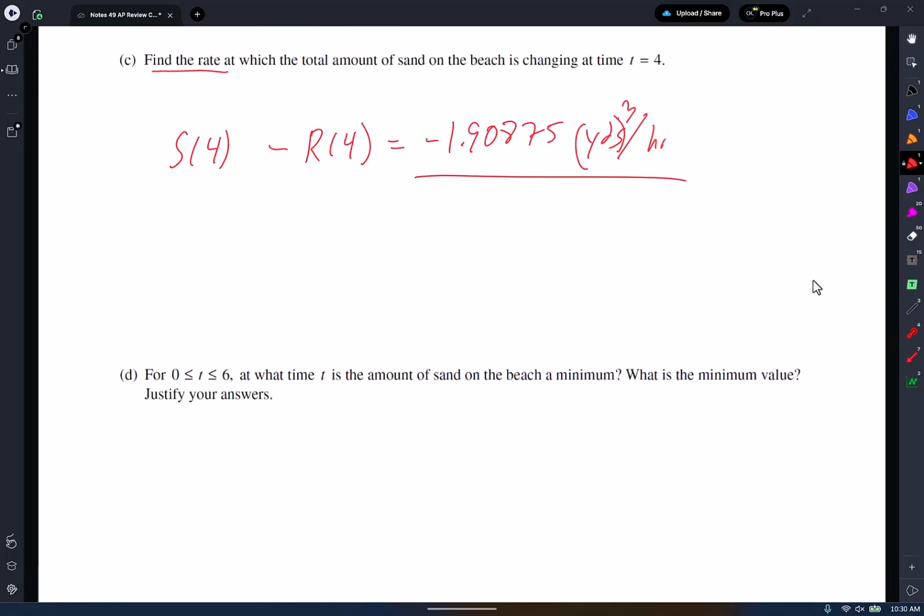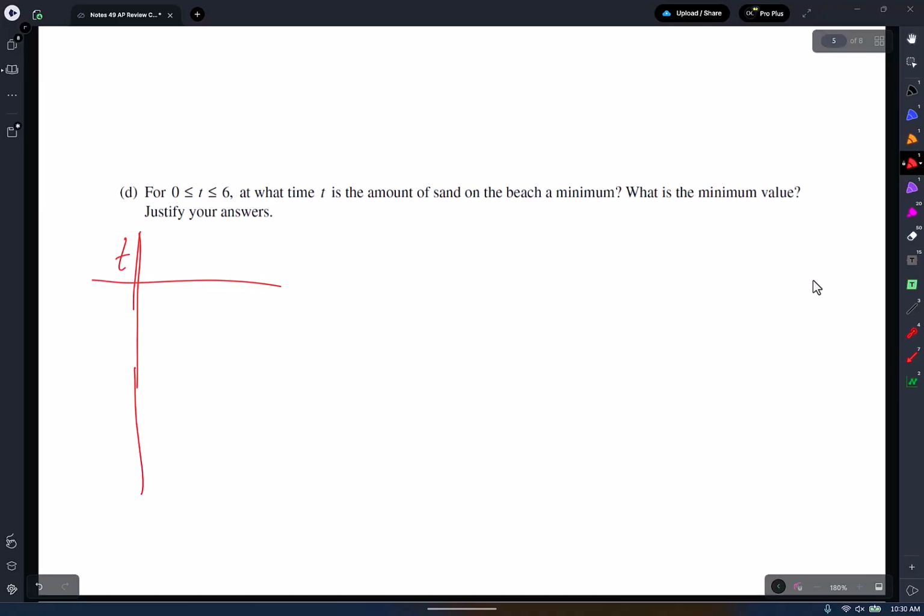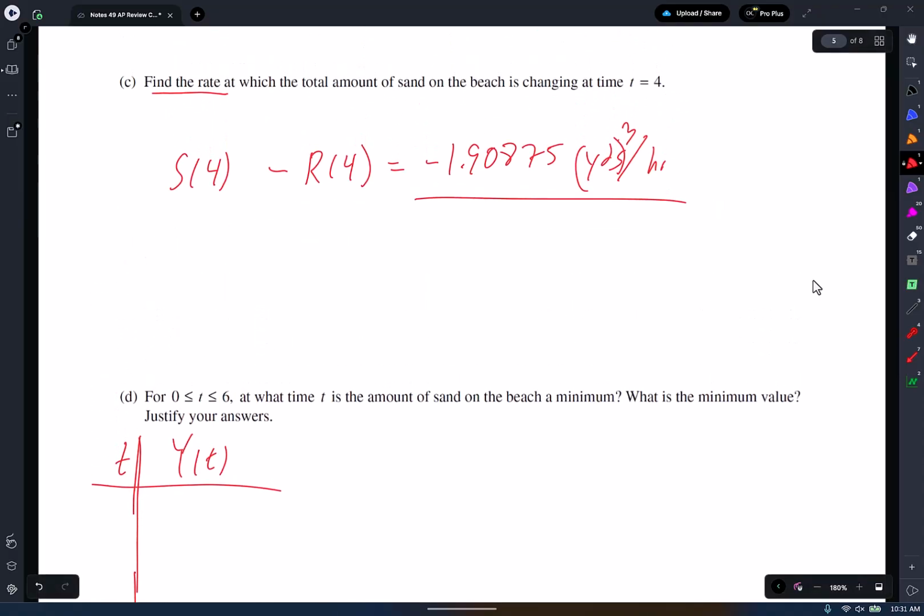Letter D, between 0 and 6. At what time is the amount of sand on the beach a minimum? What is the minimum value? Justify your answer. Okay. I'm gonna write. This is gonna be the same, just as always, guys. This is my justification. I need the amount, and they call that y, right? Y of t.